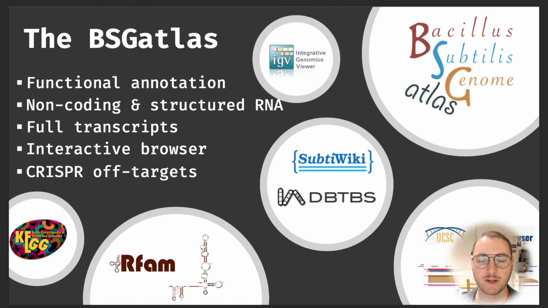In short summary, the BSGatlas contains a comprehensive list of functional annotations, non-coding structured RNA annotations, entire transcripts, but also provides access via an interactive browser, and moreover has a list of potential guide RNAs and off-targets.